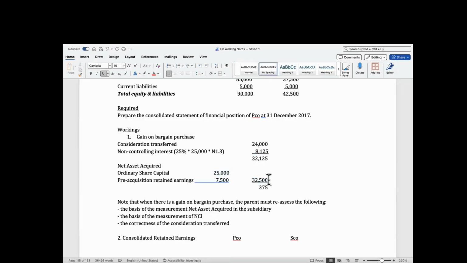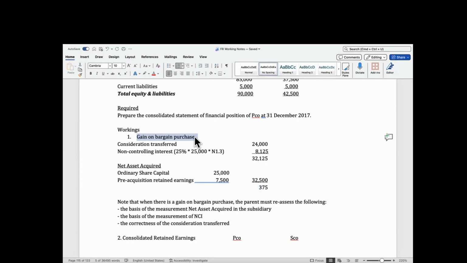Okay. Now, something strange happened. In this case, we have a scenario where the net asset acquired is now higher. So we paid less. In this case, this 375, we call it gain on bargain purchase. This is rare. This is very rare. We don't expect this to happen.